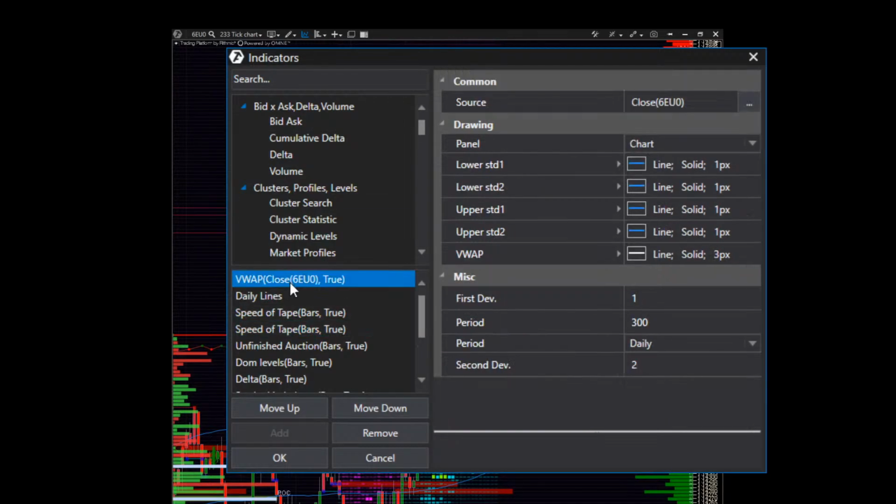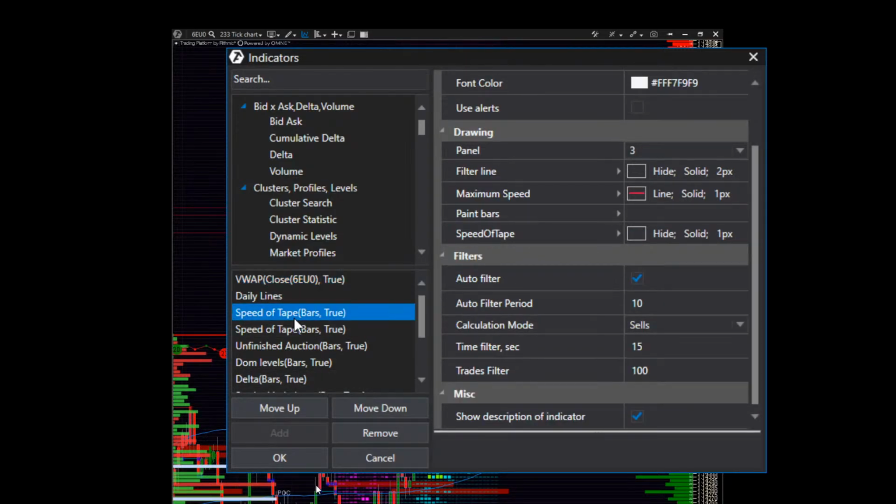So you were asking for the VWAP. This is the VWAP. You can search for it here on the top and add it here. All the settings are the default settings. You can see here period 300, daily, and 1 and 2 deviation. That's it. And for the speed of the tape, as I said before, I have two, one for the sells and one for the buys. All I did was change the color, red for the sells and green for the buys, and I use a line instead of a bar. The rest are default settings.